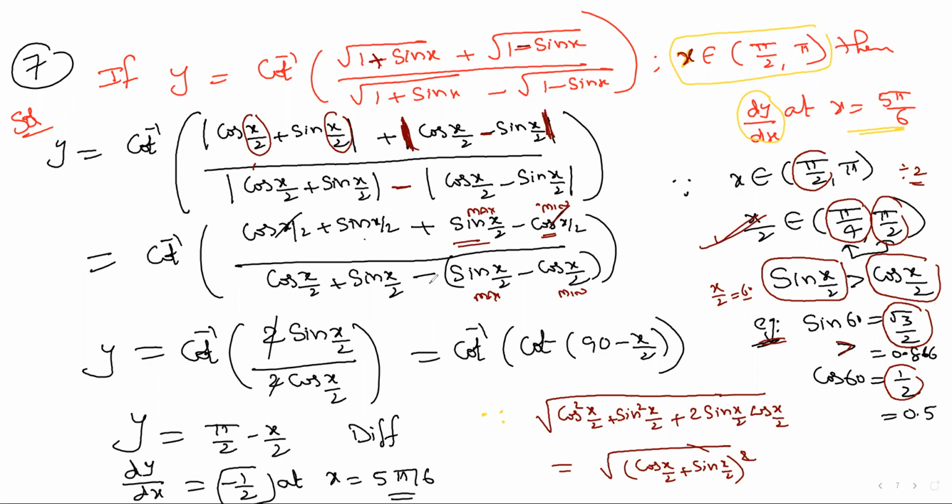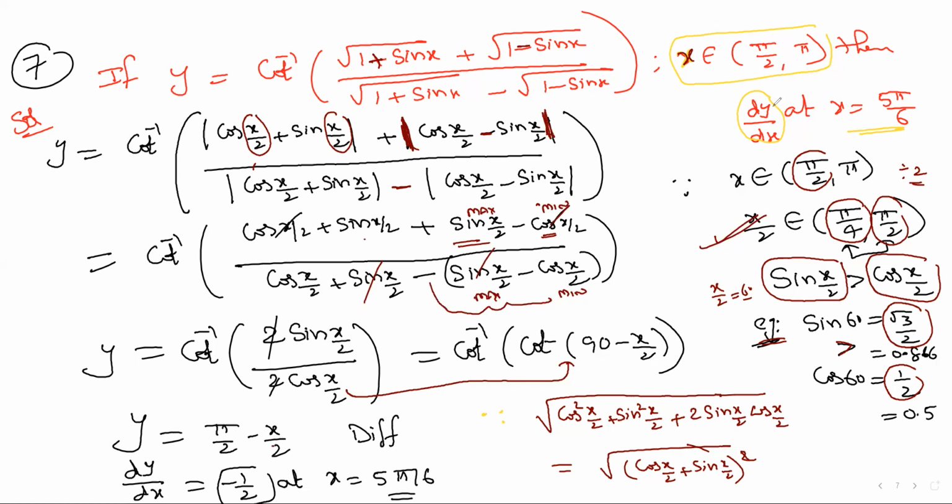Denominator after minus multiplication here, sin x by 2 and sin x by 2 cancel. So cos x by 2, minus into minus plus, cos x by 2 plus cos x by 2, we get 2 cos x by 2. Here the 2 cancelled. Sin x by 2 by cos x by 2 is tan x by 2. So tan x by 2 can be written as cot of 90 minus x by 2. According to the property, here we cancel, and we get 90 minus x by 2.